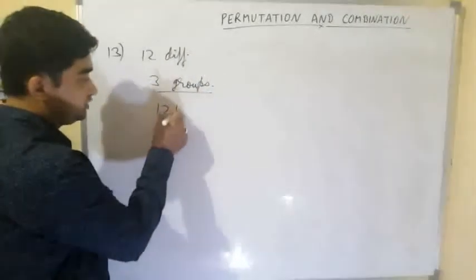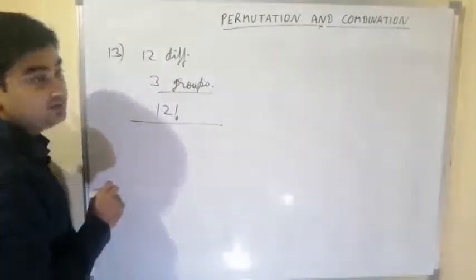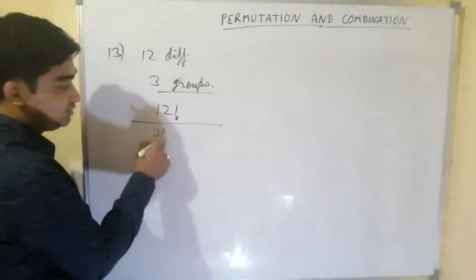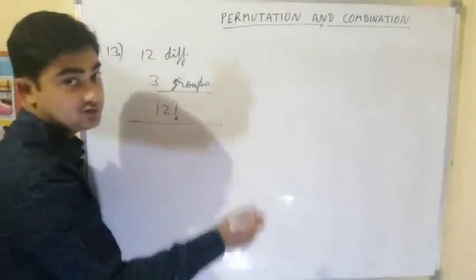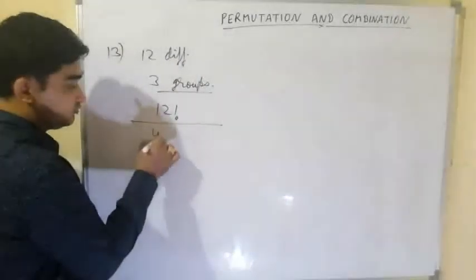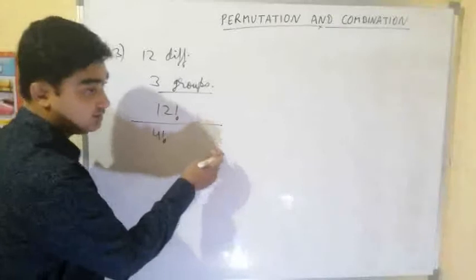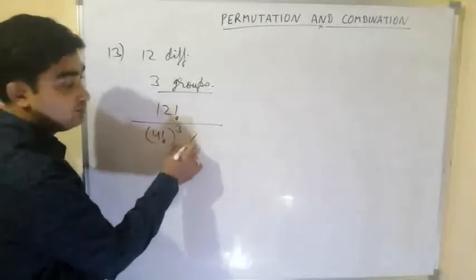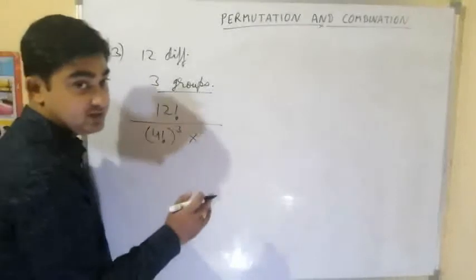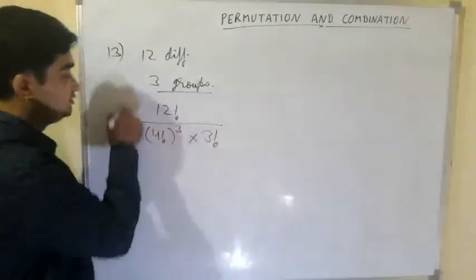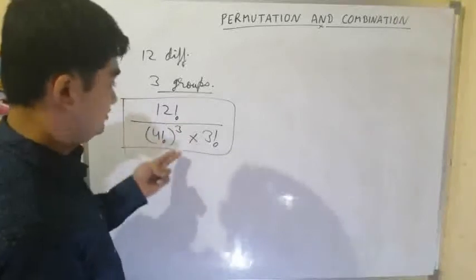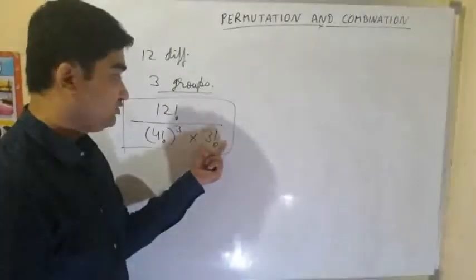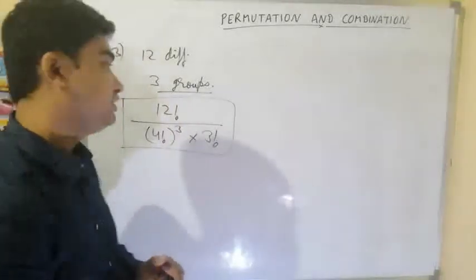Already we have seen the formula: total number of things 12 factorial divided by size of the groups 3 factorial into, size of the group will be 4. 3 groups means 4 plus 4 plus 4. So size of the group 4 factorial into 4 factorial into 4 factorial, that is 4 factorial cube. But the size of 3 groups is same, so divided by 3 factorial. So this is the total number of ways in which we can distribute 12 different things in 3 groups. Because size is same, we are dividing with 3 factorial. So this is the answer.